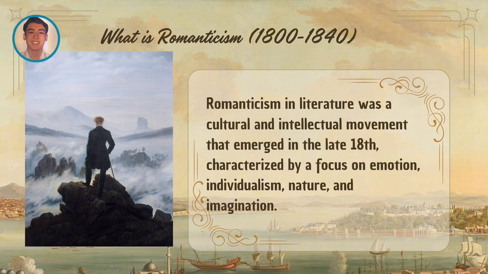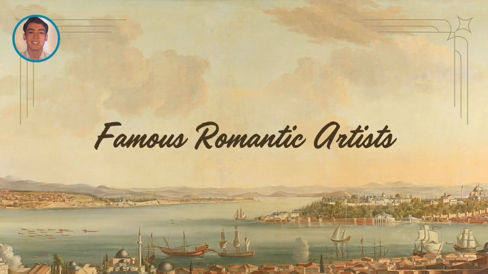What is Romanticism? Romanticism was a cultural and intellectual movement that emerged in the late 18th century, characterized by a focus on emotion, individualism, nature, and imagination. It developed as a reaction against the Enlightenment's emphasis on reason and the Industrial Revolution's societal impact. Famous Romantic artists.